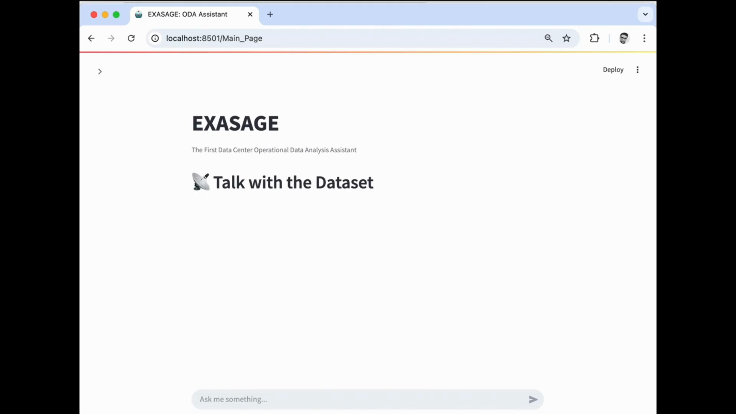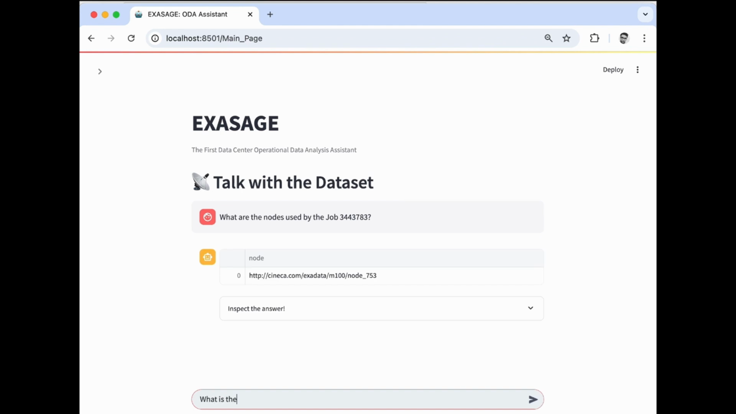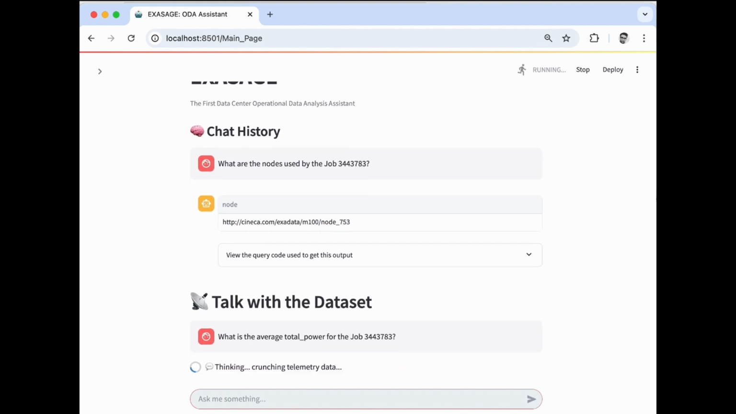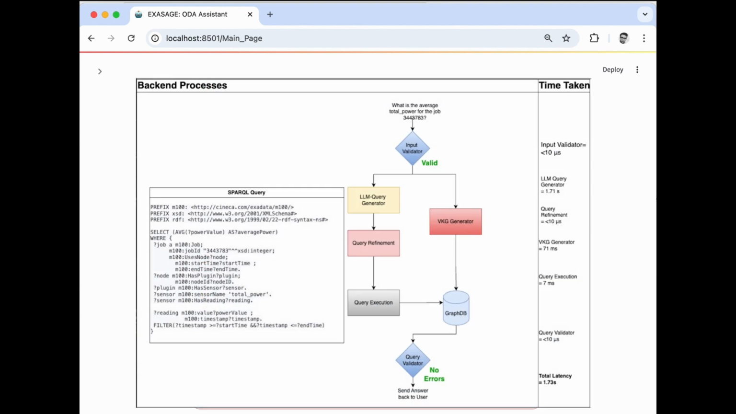So here we have the front end of the chatbot, which is based on the XSH framework. The user has to write the query in the chat box, and the system returns the answer in the form of a table. So here we ask a query about the total power for a job. We see what's happening in the backend.